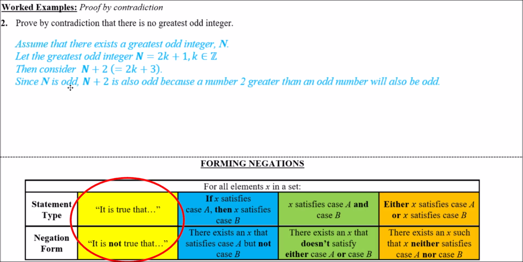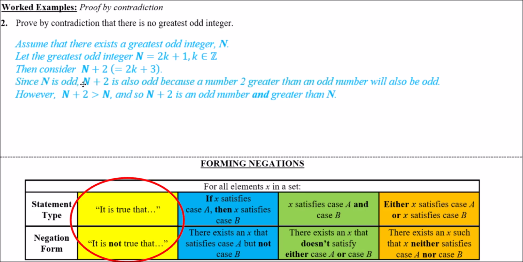Because big N was odd, big N plus 2 will also be odd, because if you take a number which is 2 greater than an odd number, that'll also be odd, because the odd numbers go up in 2s. For example, 9 is odd, as well as 7, because 9 is 7 plus 2. So common sense, but we need to state this in our proof.